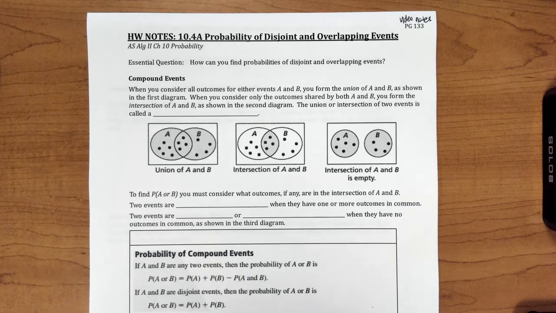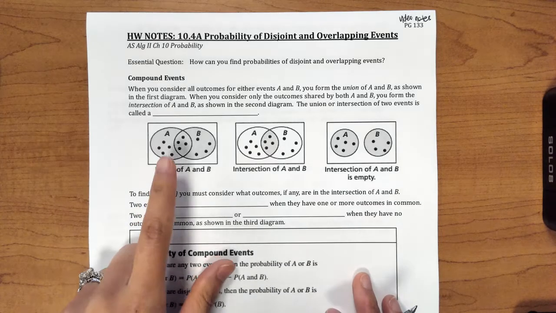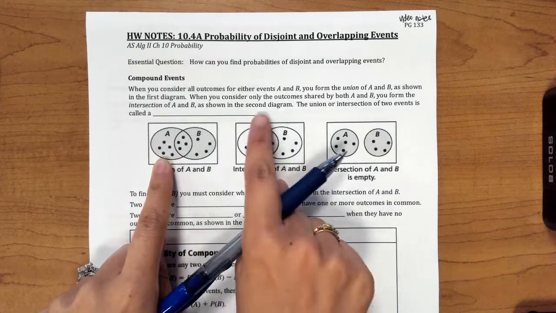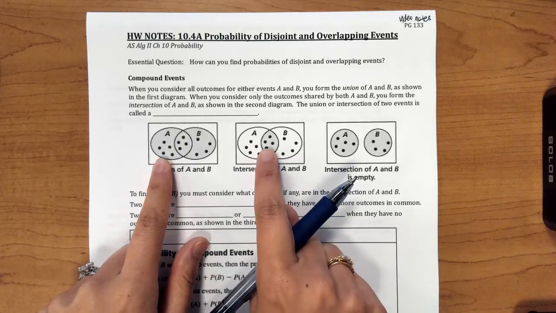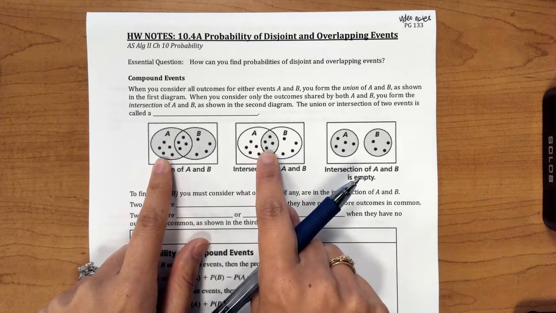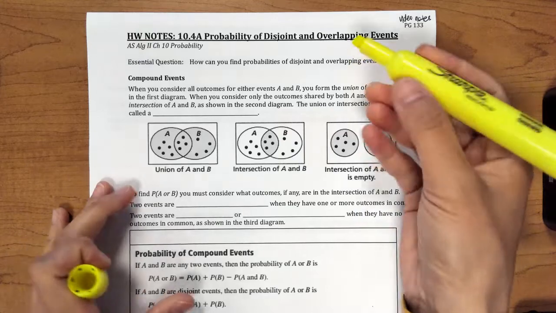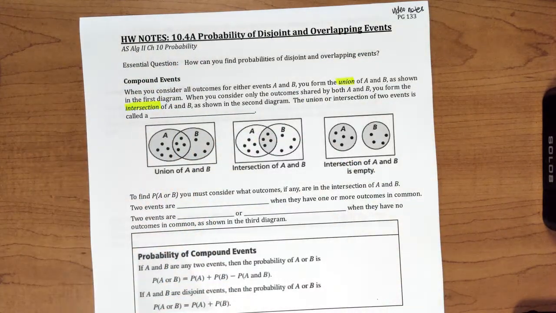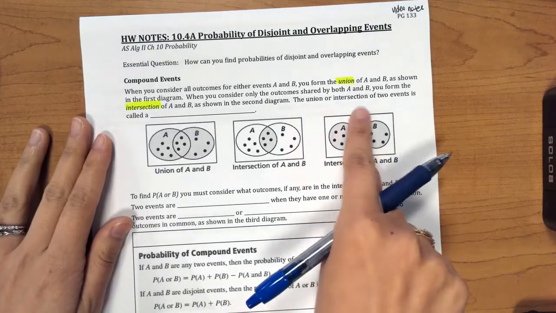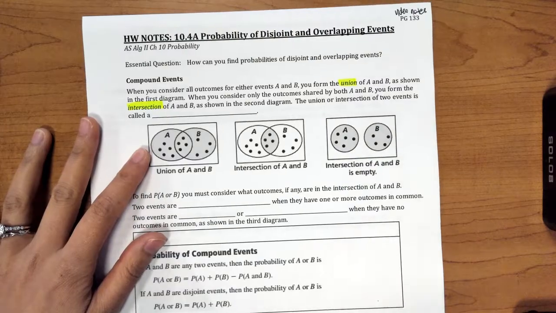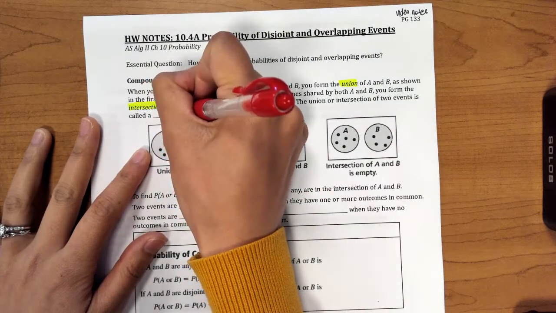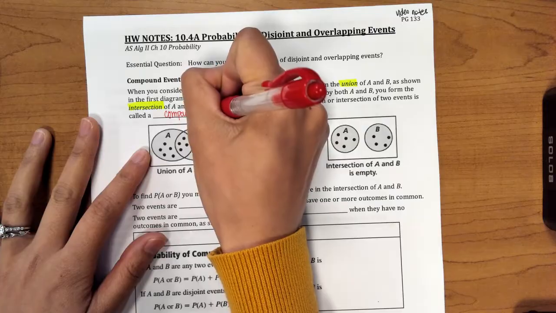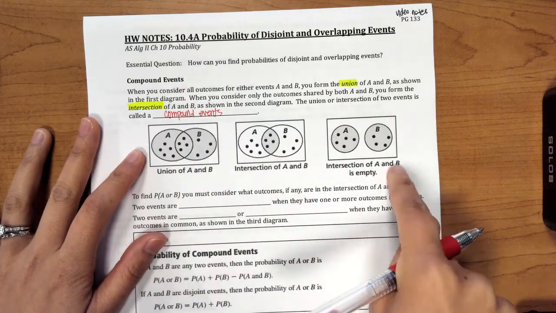Compound events are when you consider all outcomes for A and B, you form the union of A and B. If you consider only the outcomes shared by A and B, you form what's called an intersection, right? So there's a difference: union is everything, intersection is what intersects between A and B. And things that are unions or intersections are called compound events. Okay. So all of these are compound events.